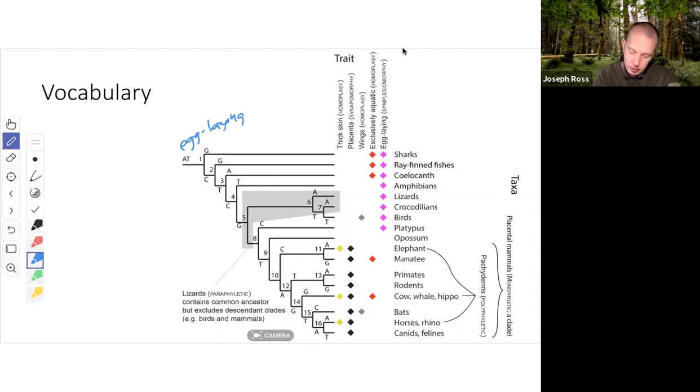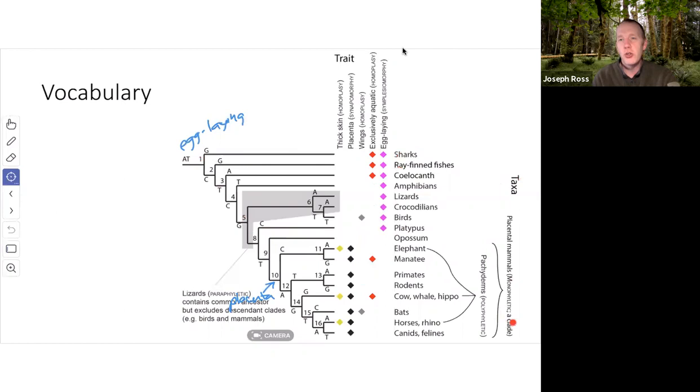And then the placental mammals evolved the placenta around there. That trait doesn't define a clade. Remember, a clade is all of the descendants of a common ancestor. Here's the common ancestor to all of these species, sharks through platypi. They all have a common ancestor here, but that excludes the placental mammals. So this is not a monophyletic group, which means a group defined as a clade. And that's a taxon label that we have over here.